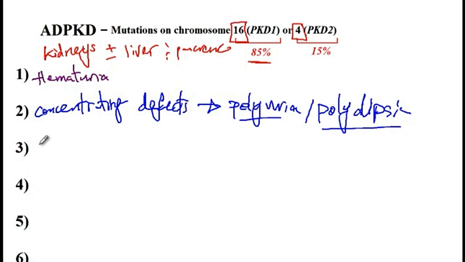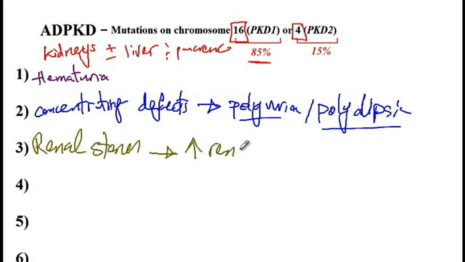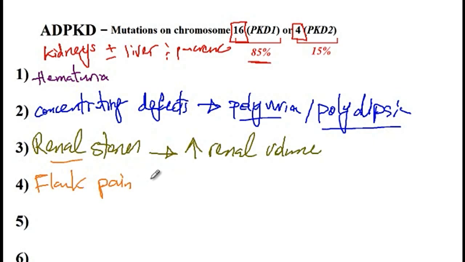These patients are at increased risk of development of renal stones. And the reason for that is that the renal cysts are increasing the renal volume, and thus there is more chance of forming stones in increased space. These patients can also present with flank pain from the stones or from cystic rupture as well as infection, and then liver enlargement is another reason that can cause pain in these patients.